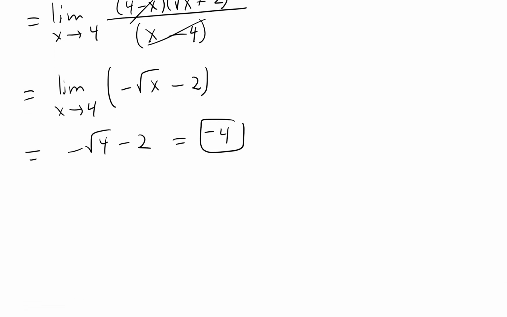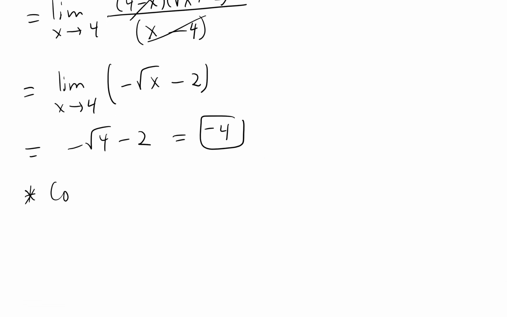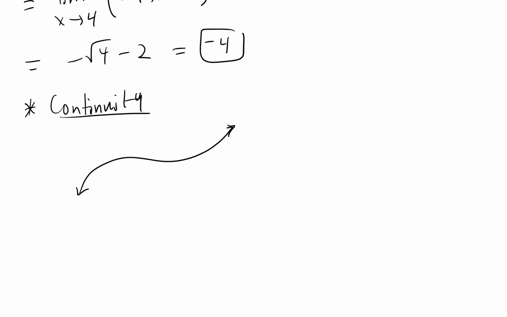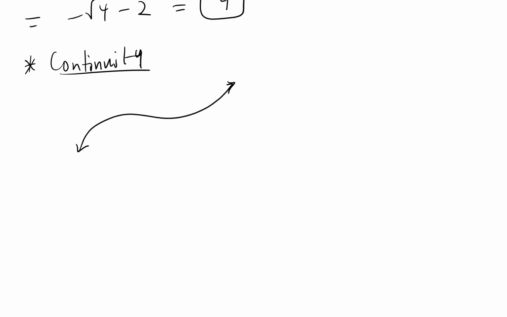The other part is continuity. What is a continuous function? Continuous, something like this. You don't lift the pen or pencil up off your paper. There's no holes, jumps, nothing. That's a continuous function.